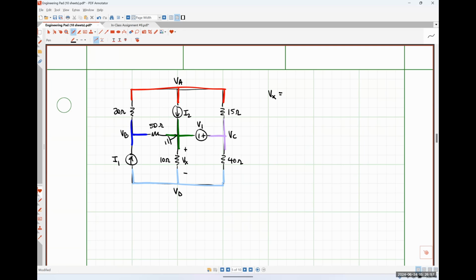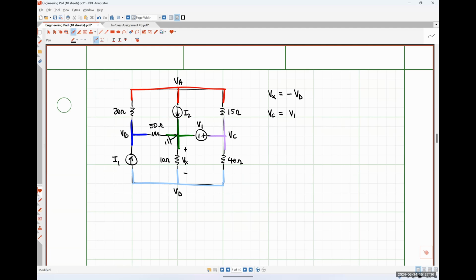My controlling variable, I'll do it in just a moment, Caleb. My controlling variable Vx is going to be negative Vd. My voltage relationship equation is that the voltage at node C is going to be equal to whatever the V1 is that I was given. And now I can just do KCL at A, B, and D and call it a day.